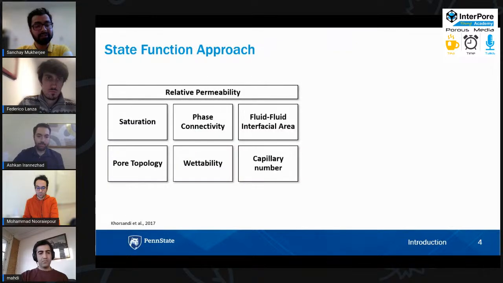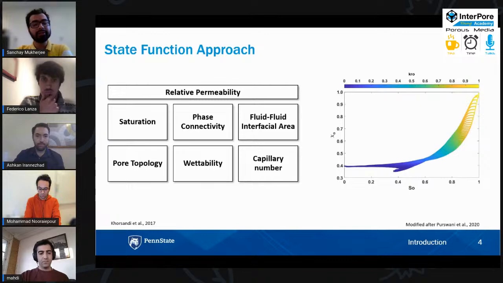Recent research has improved on these models to come up with a state function approach. This approach tries to make the relative permeability estimation independent of the flow direction. Ransohoff in 2017 showed the six state parameters that relative permeability depends upon. They are saturation, phase connectivity, fluid interfacial area, pore topology, wettability, and capillary number.